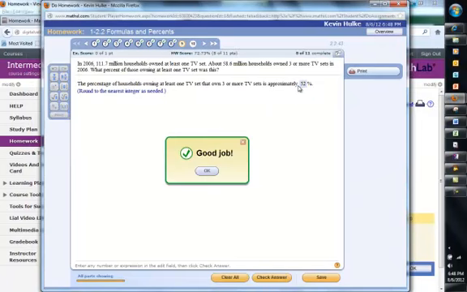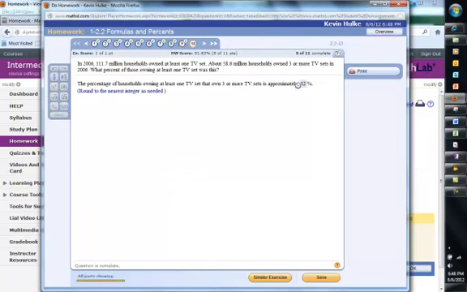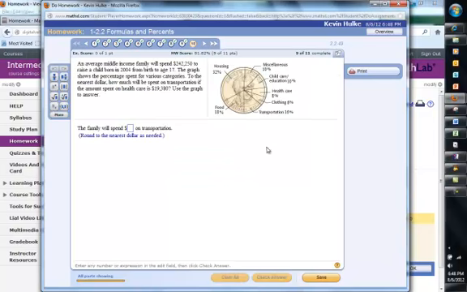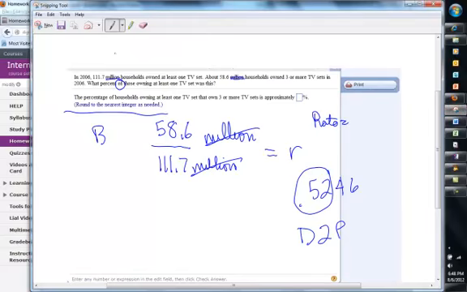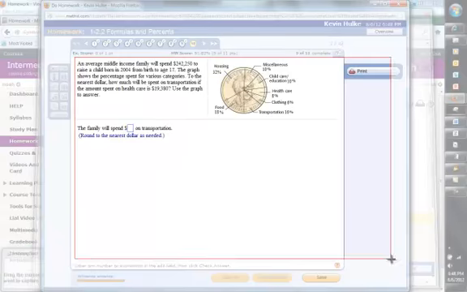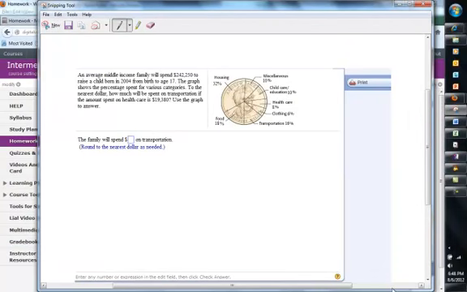Now make sure you round correctly. That one I didn't have to worry about it because it was rounded. It was 0.46. Okay, pie charts. The reason that pie charts are kind of cool is it tells us what the total amount is. In this case, it totals 100%.